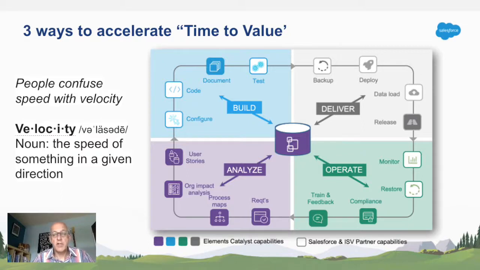So everyone talks about speed. We want to go around this implementation lifecycle faster. We want to go through analyze, build, deliver, and operate quickly. And I want to be quite pedantic here. Speed is about going fast. Velocity is about going fast in the right direction or in a given direction.